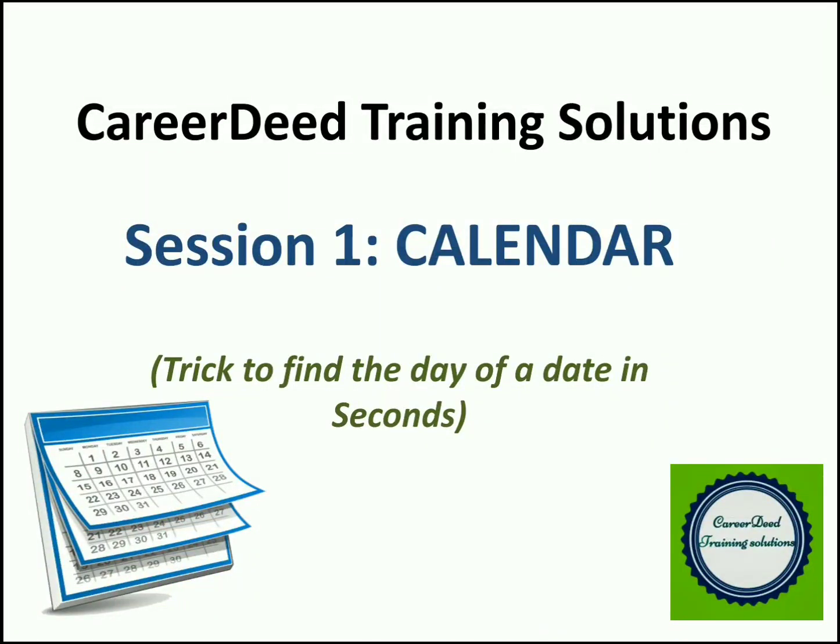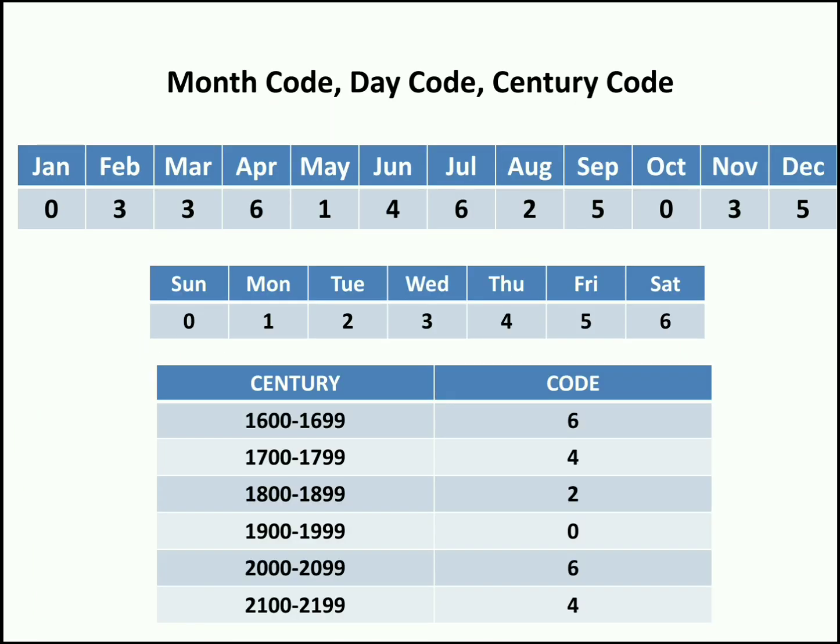We are at session 1 of calendars, and in this session I will show you the trick to find the day of a given date in less than 10 seconds. To do that, we have to keep three things in mind. First one is month code, second one day code, and third one century code, as shown in the picture.